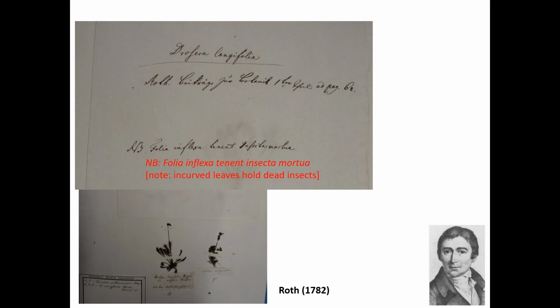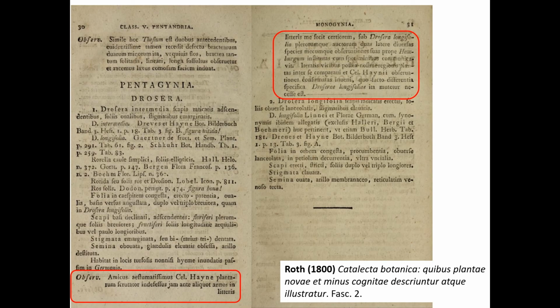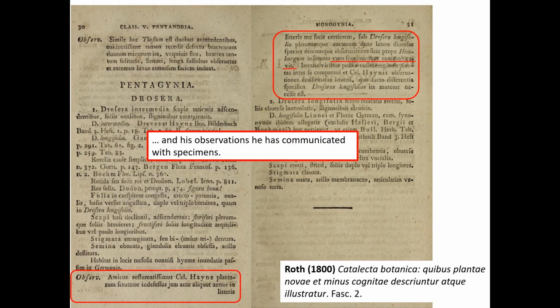And that he really wanted to communicate with these specimens, he mentions in a different publication in 1800, in his Catalecta Botanica, where he mentions in Latin that he cum specimenibus communicavit, that he communicated his observation with specimens. So Roth was aware of one function of herbarium specimens, namely not only that the herbarium specimen preserves the plant and its entire morphology, but also serves as an example of scientific communication to other people.